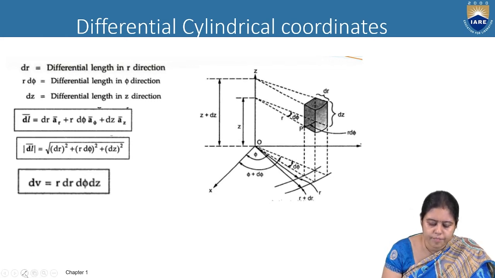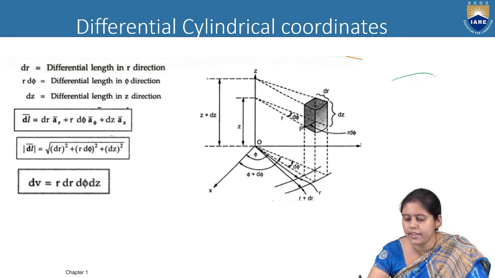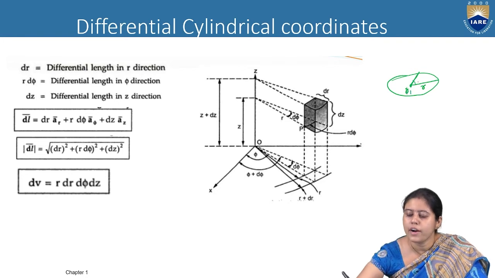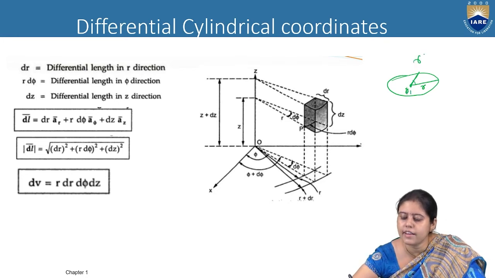So say we have one circle. The radius is r and the angle is phi 1. What is the distance of this line? This line is r into phi 1.